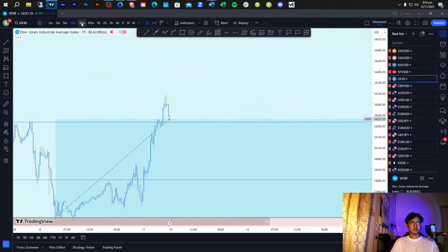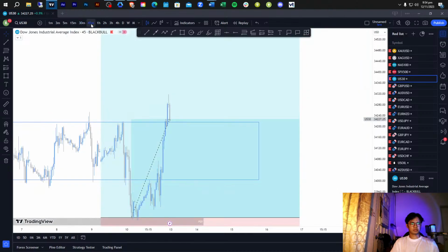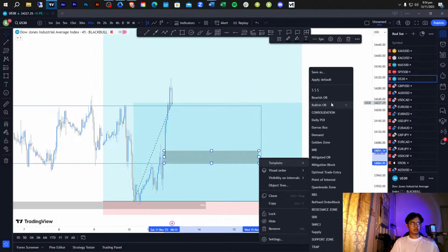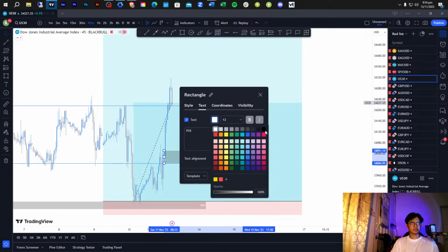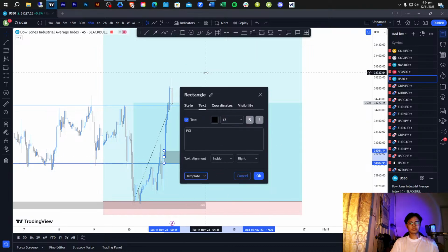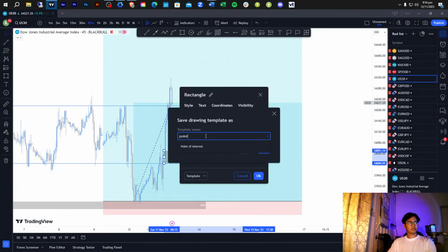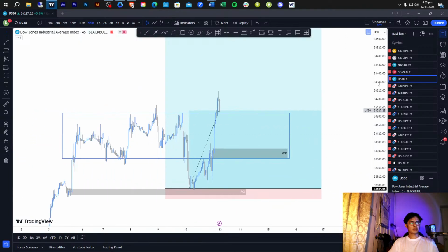And on 15 minutes, or maybe let's check on 1 hour. We have this demand zone right here. Point of interest. Very good. We can look for buy entries on this area.